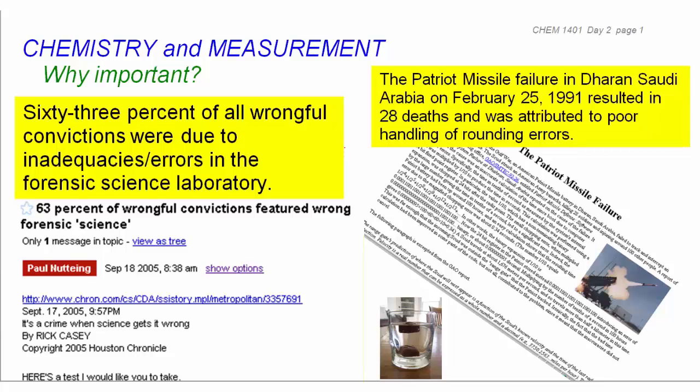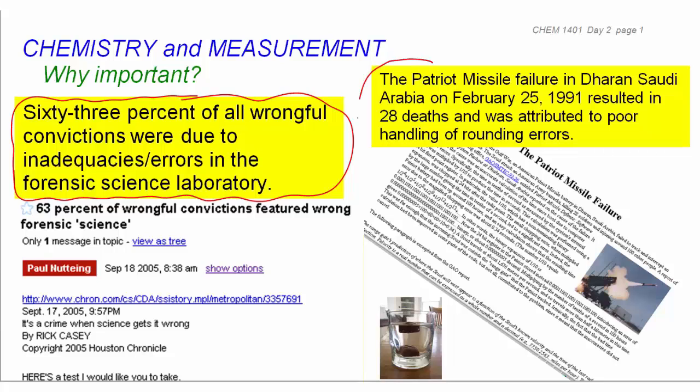Chemistry and measurements. It seems like there's two ways to really screw up with measurements. Here's one way, where you just didn't handle the math correctly. And another way of screwing up is, okay, you take good measurements and you take poor measurements. How do you manipulate and combine these different measurements that are good and bad? It all comes down to the rounding.